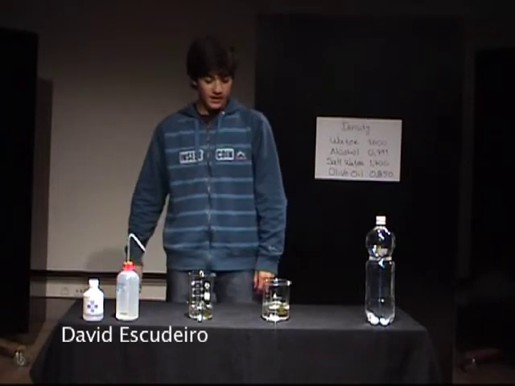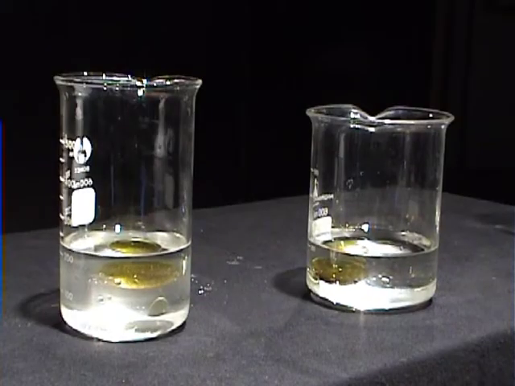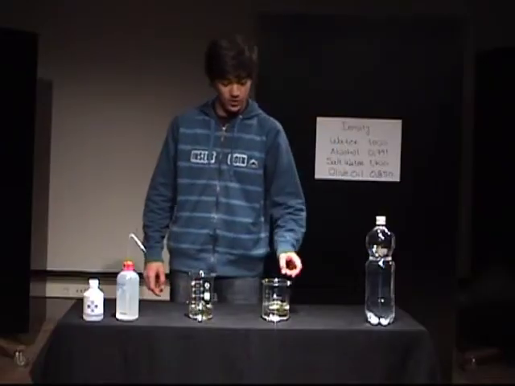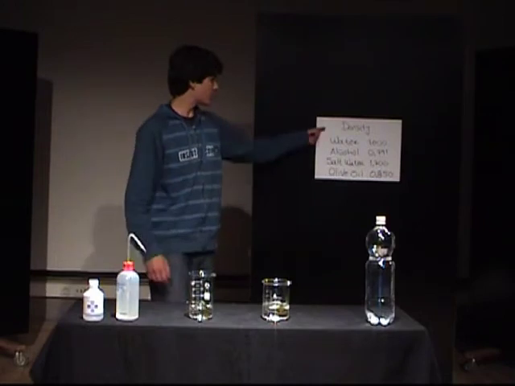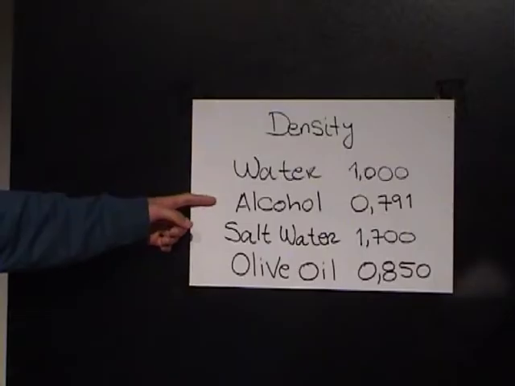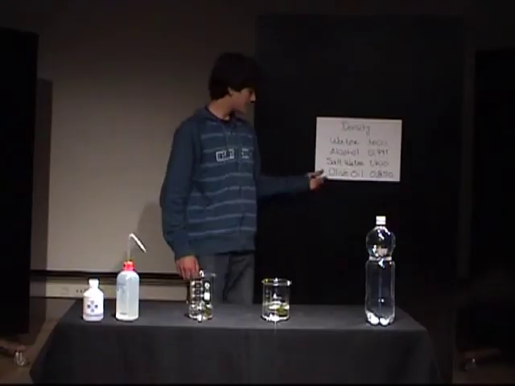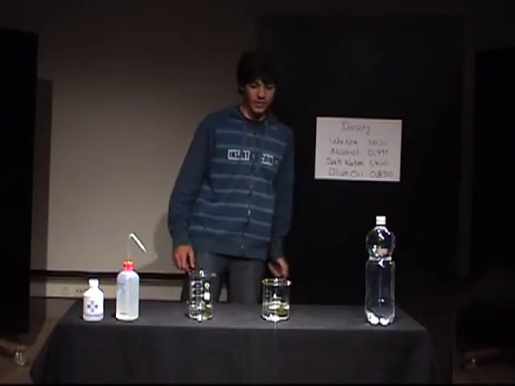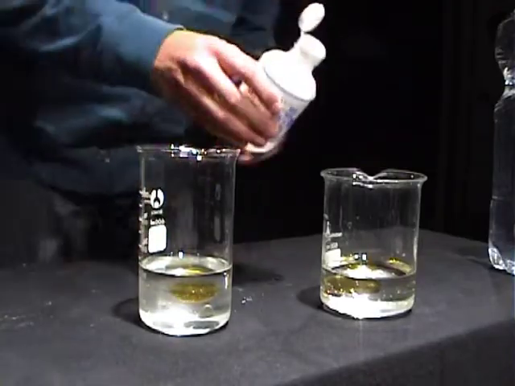Hi, here I have two equal solutions with two balls of olive oil. I would like to make this ball sink. So with these values of density, I should put alcohol because it's less dense than the olive oil, and the denser goes down. So I'm going to put alcohol.